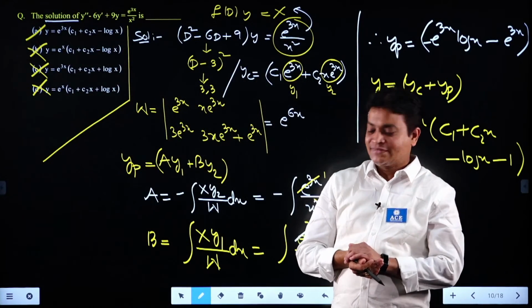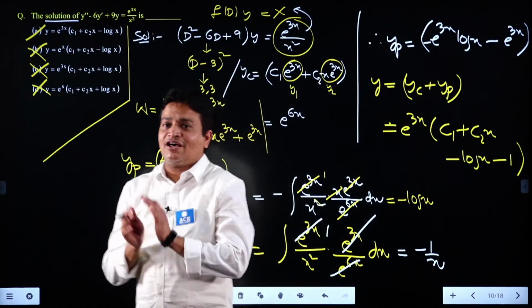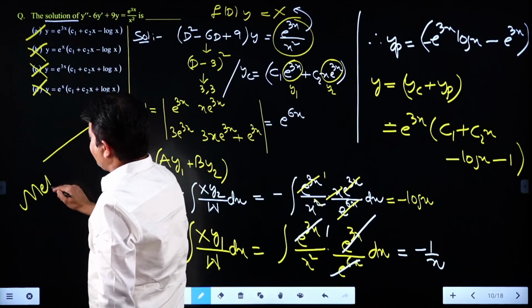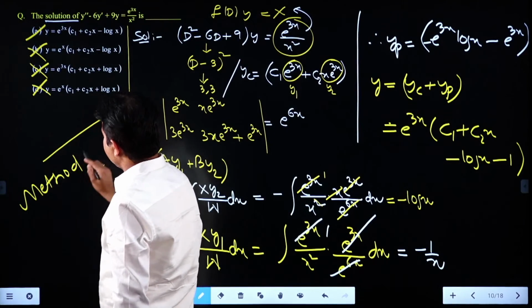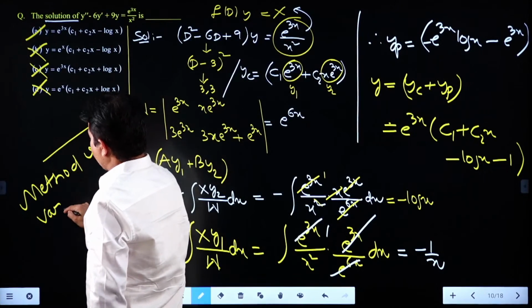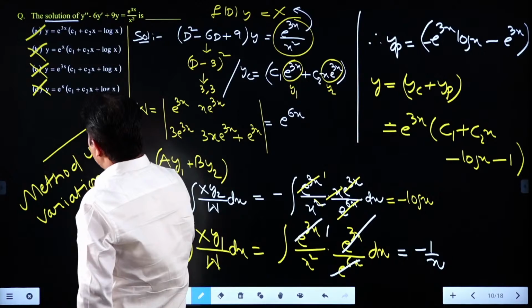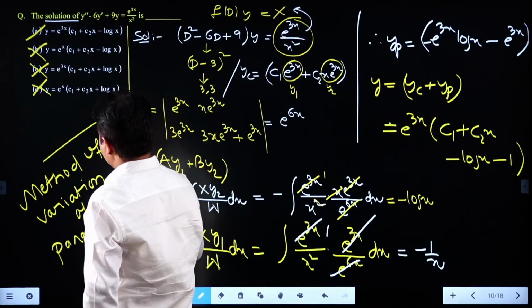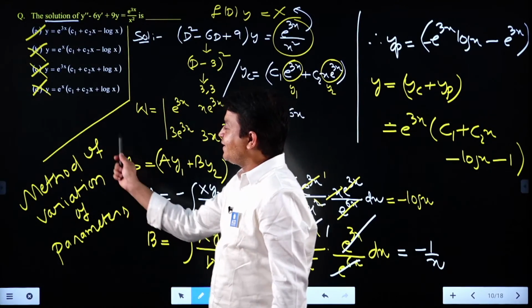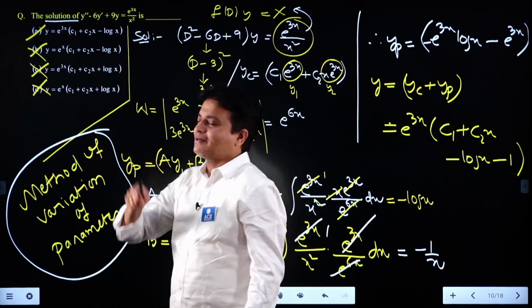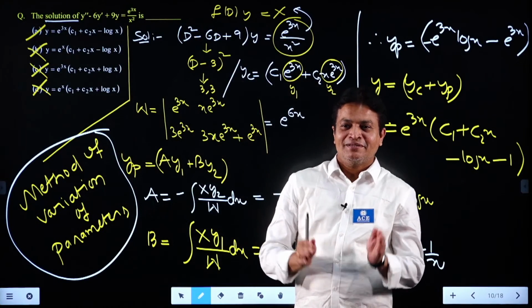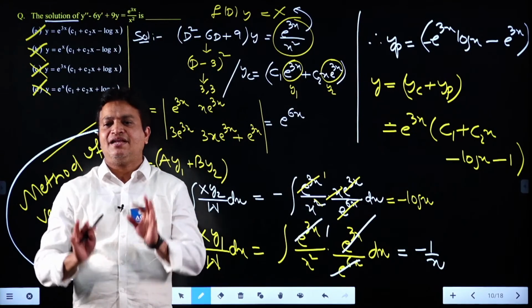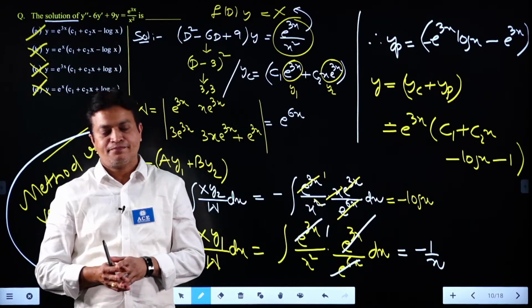Is this clear? So, in this problem what we have applied is the method of variation of parameters. It is a very interesting method. If all methods fail, this is the only method we can apply. But all this description is available in our material, or any standard book you can also refer.